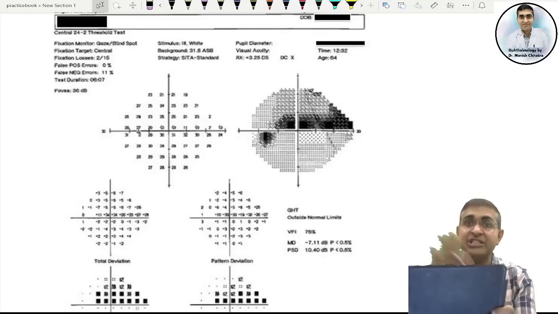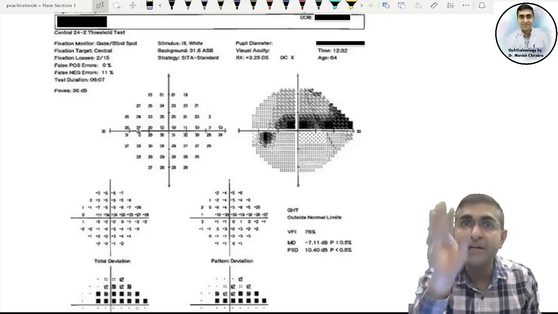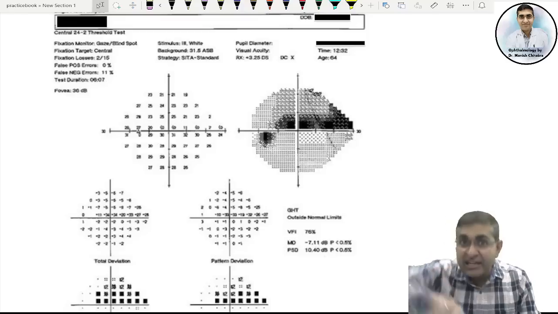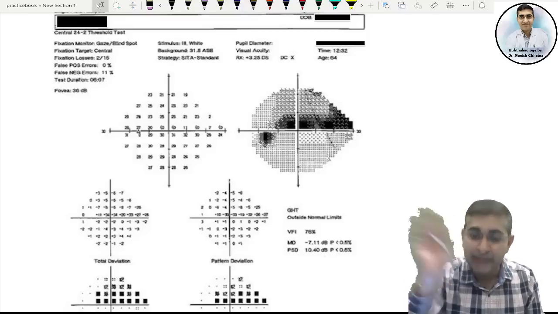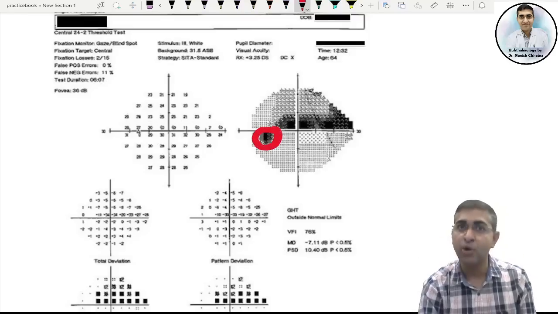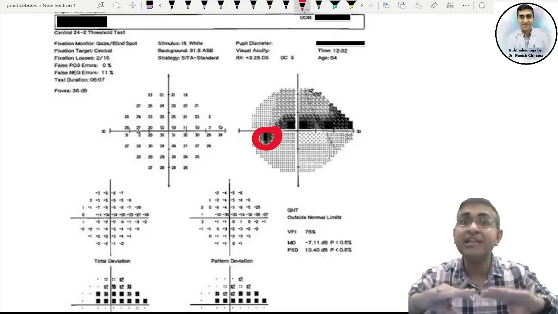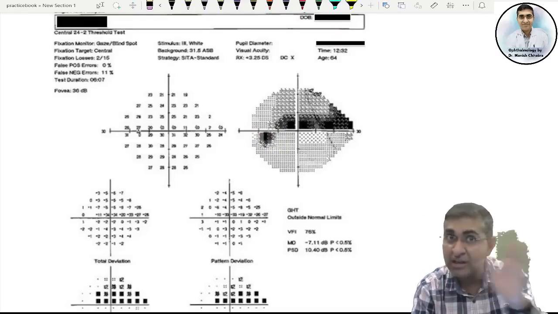So I'll consider it as if it's my own visual field. You know the optic nerve head lies on the nasal side, while its corresponding blind spot will be on the temporal side. This is the area of the blind spot. Now you know that the blind spot will always be on the temporal side. Here the blind spot is on the left side.